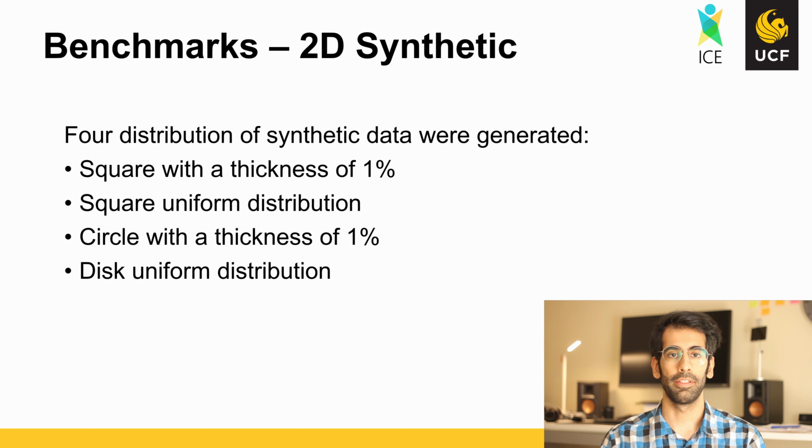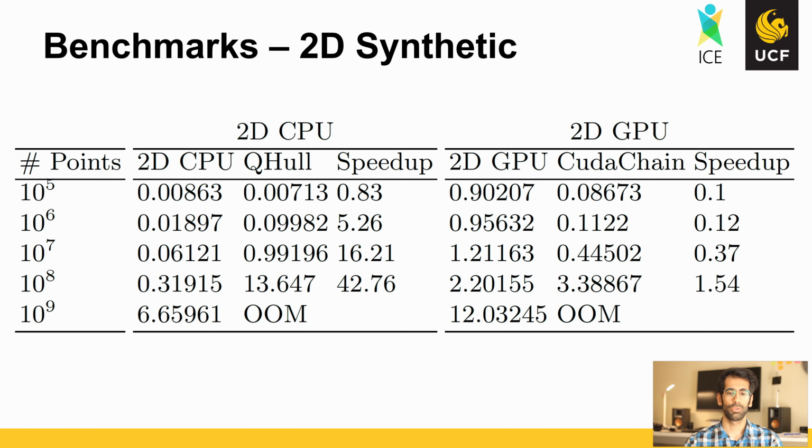For the 2D algorithm, we have 4 distributions of synthetic data. The first one is a square with a thickness of 1%, and then a square with uniform distribution, a circle with a thickness of 1%, and a disk with a uniform distribution. For each of these distributions, we have a different number of points. This table shows the average of the performance on different distributions.